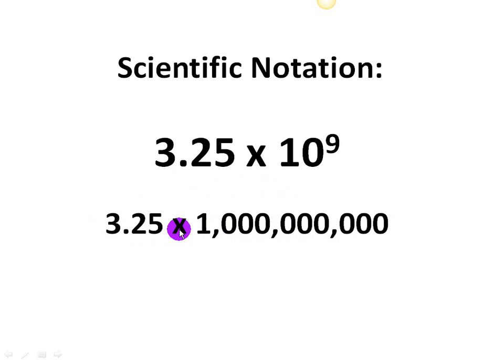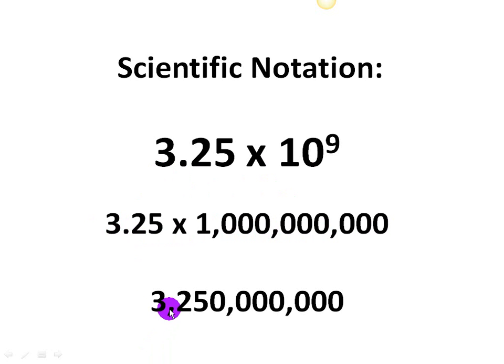And if we multiplied this out, this decimal would move 9 places, and so our decimal was here, and it becomes 1, 2, 3, 4, 5, 6, 7, 8, 9.